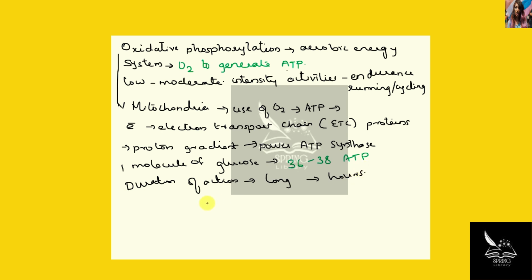This energy system is the primary system utilized during endurance events such as marathon running, where the body needs to sustain a steady level of energy production for long periods of time.